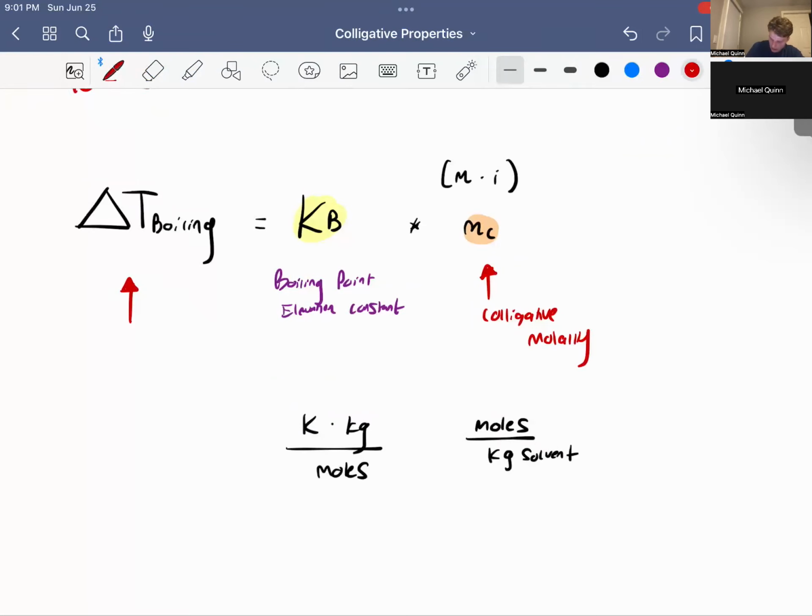And we see that these units cancel out nicely. The kilograms cancels out, the moles cancels out. We are left with the unit of Kelvin, which is exactly what we want. We want the change in temperature boiling, the temperature in Kelvin.